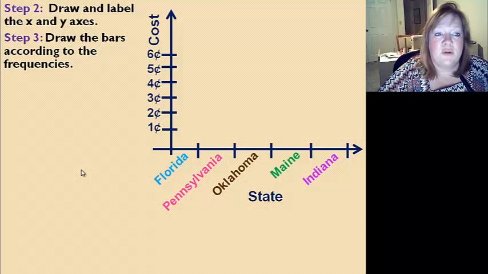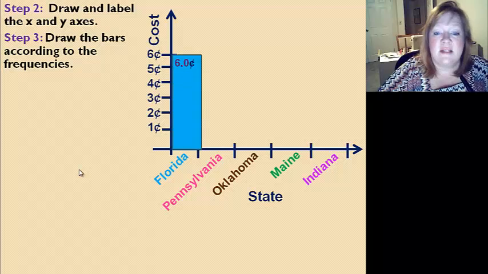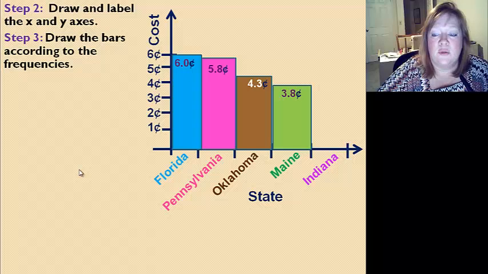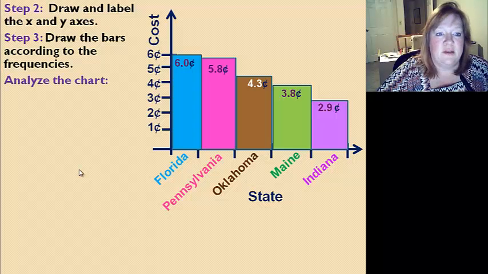Draw the bars according to the frequencies. If you remember, Florida topped out at 6 cents. So there's that bar. Pennsylvania was next with 5.8 cents. Then Oklahoma, 4.3 cents. Maine was 3.8 cents. And Indiana was a measly 2.9 cents. Then it says analyze the chart. If we look at these bars, you can see Florida has the highest cost per mile.